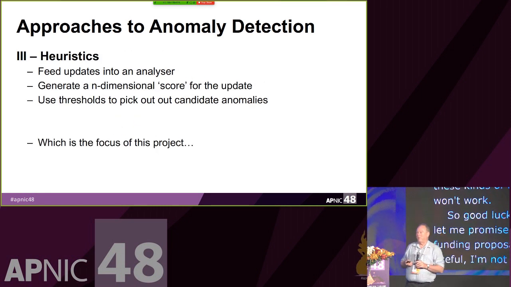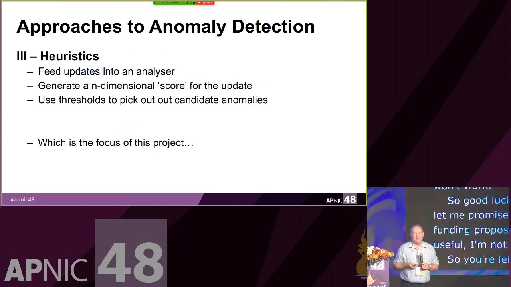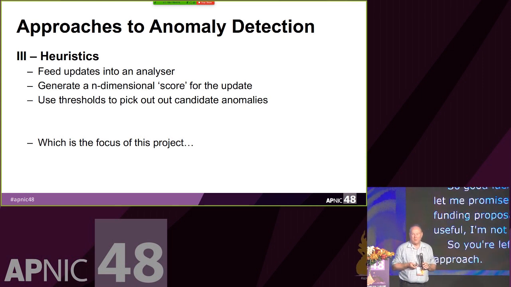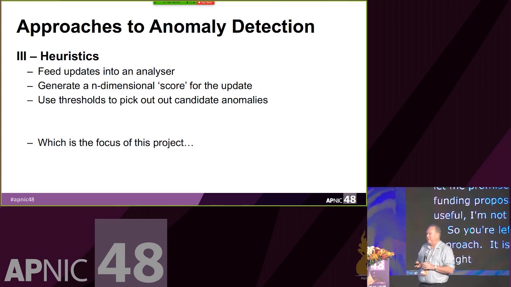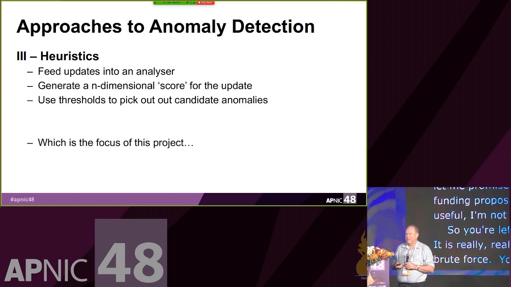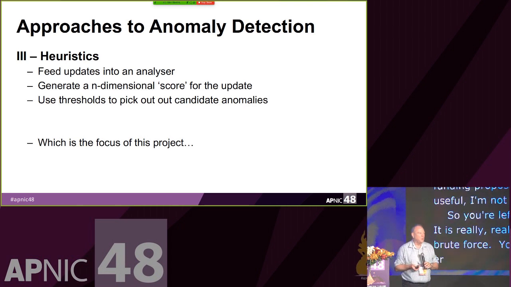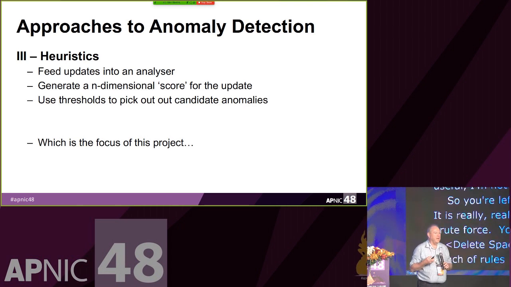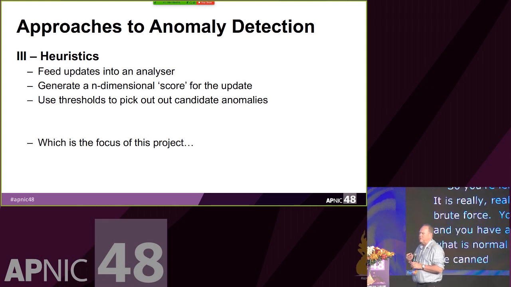So you're left with the brute force approach, and it is really, really hard. It is just straight brute force. You feed the updates into an analyzer, and you have a whole bunch of rules that try and say what is normal, and you use thresholds to pick out the candidates. Now you go, well, why so hard?